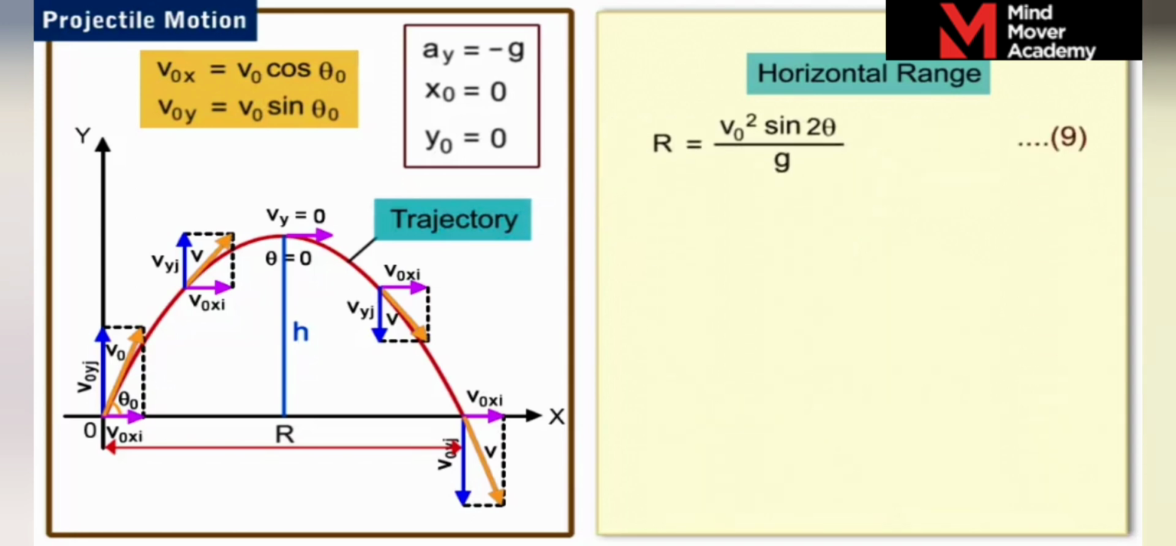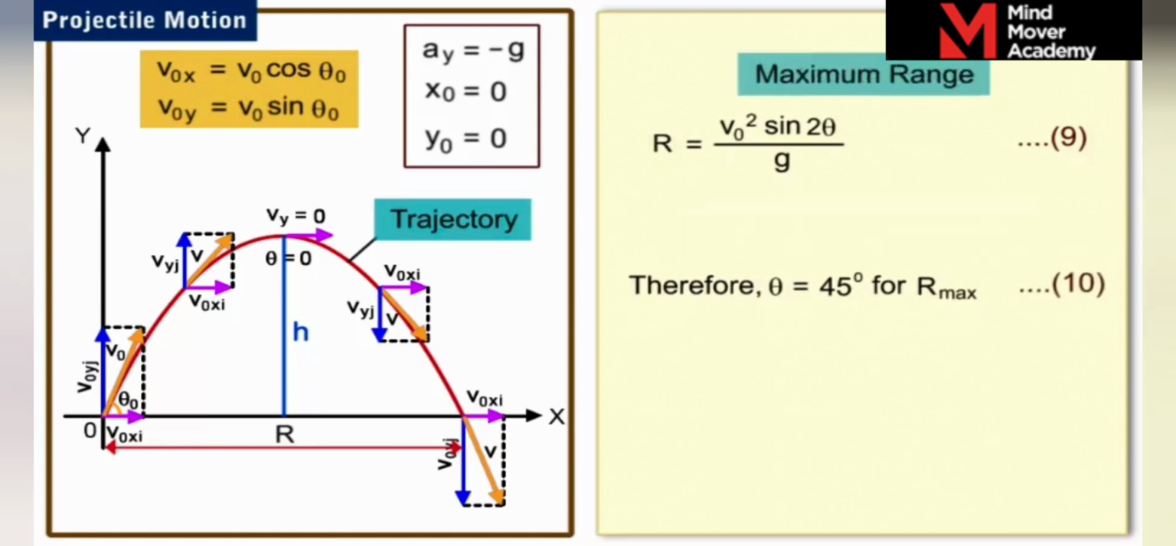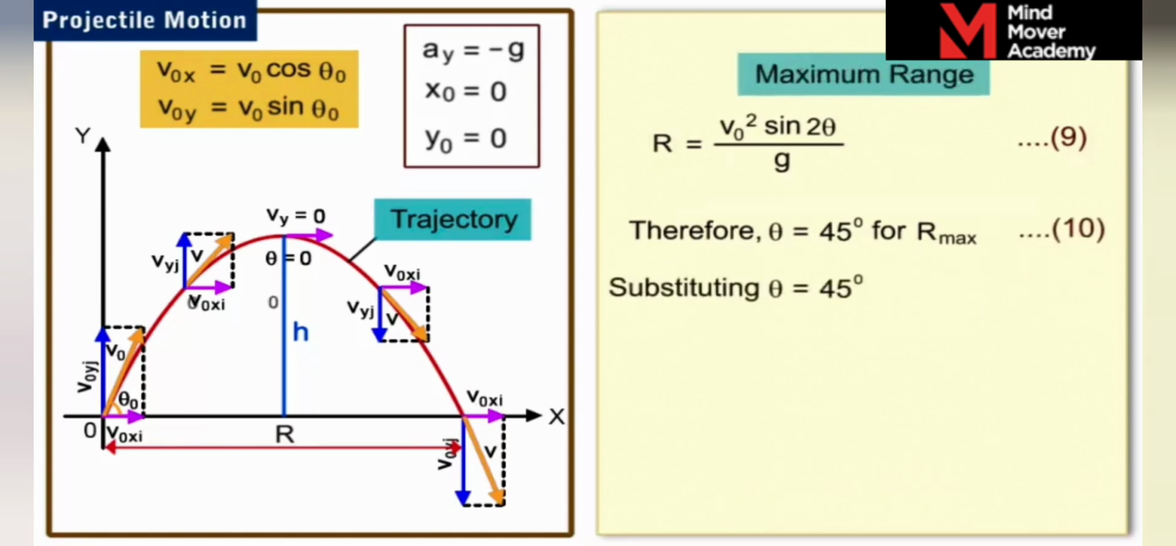What is the angle of projection for the maximum range of the projectile? R may be maximum when the sin 2θ value is maximum, that is, 2θ is equal to 90 degrees. Therefore, θ is 45 degrees for R to be maximum. Let this be equation 10. Substituting θ is equal to 45 degrees in equation 9, we get R max is equal to v0 square by g.